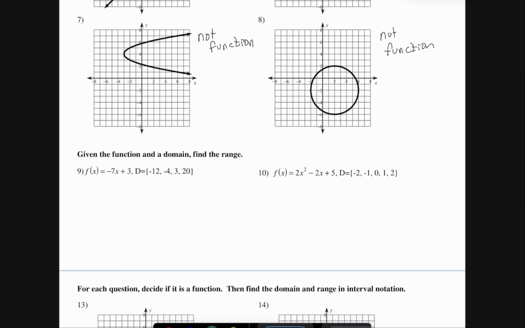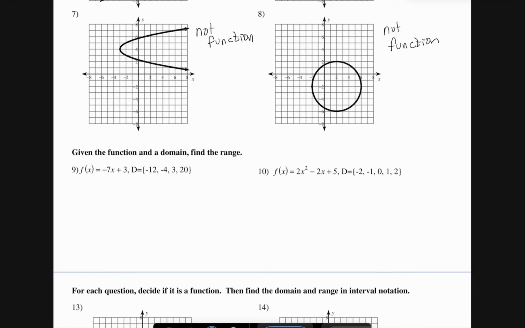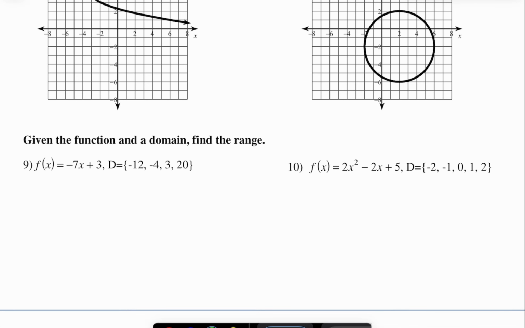Now, 9 and 10 are what's called a discrete function. It has a set number of values that we're using. Okay. So if I know that in number 9, the domain is negative 12, negative 4, 3, and 20, to find the range, all I have to do is plug those in. Plug in the inputs, then what is our output? The list of the outputs is your range.